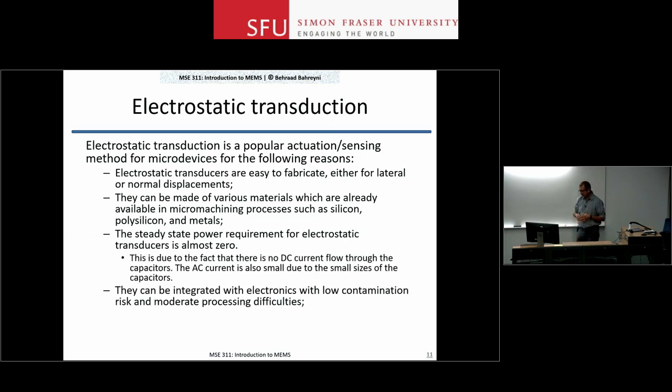And they can be integrated with electronics relatively easily. And the reason for that is that you're not introducing new materials. In electronics, you already have a whole bunch of conductive material, metal layers, polysilicon, silicon. You can use any of those to make the electrostatic actuators or sensors that you want. You don't need to bring in new materials. And for that reason, process compatibility is not an issue. You can make these MEMS devices next to your electronics relatively easily.